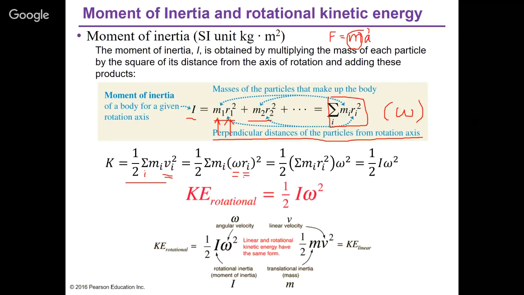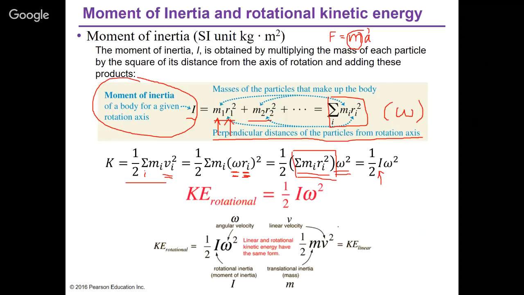So these are fixed values for a given particle, and they're all rotating at the same speed because it's a rigid body, right? And then with this, we can pull the omega out because it's a common factor. And what's left behind is sigma m_i r_i squared. This new term, the sum over m_i times r_i squared, is exactly the moment of inertia that we just defined.